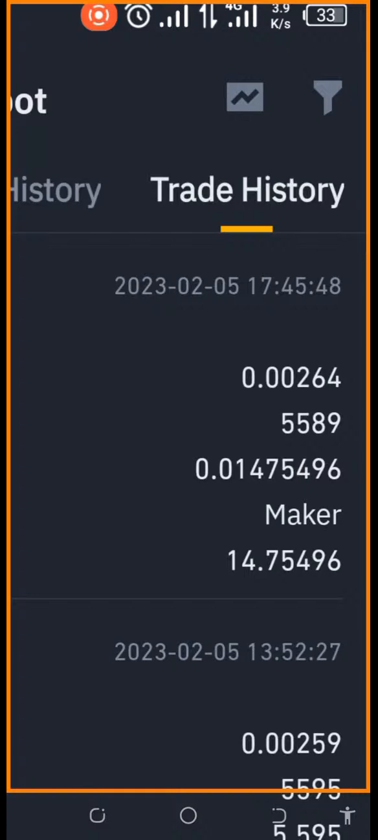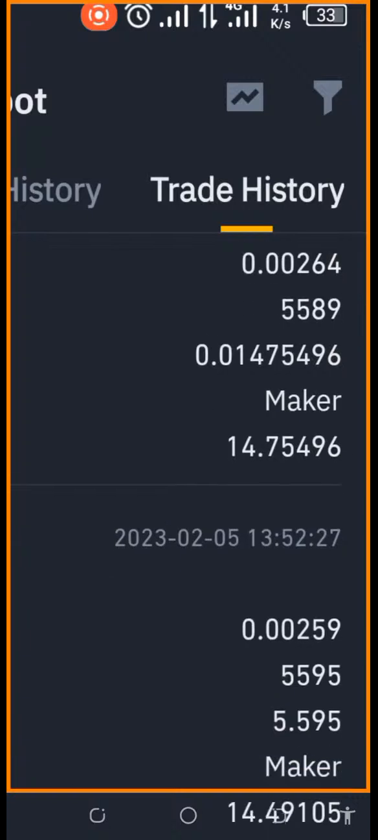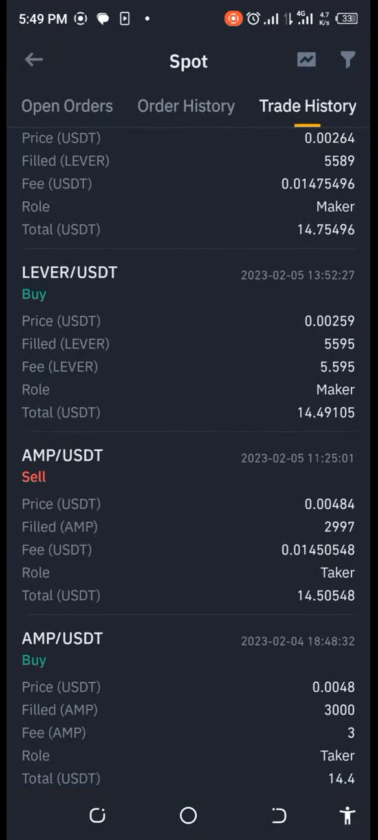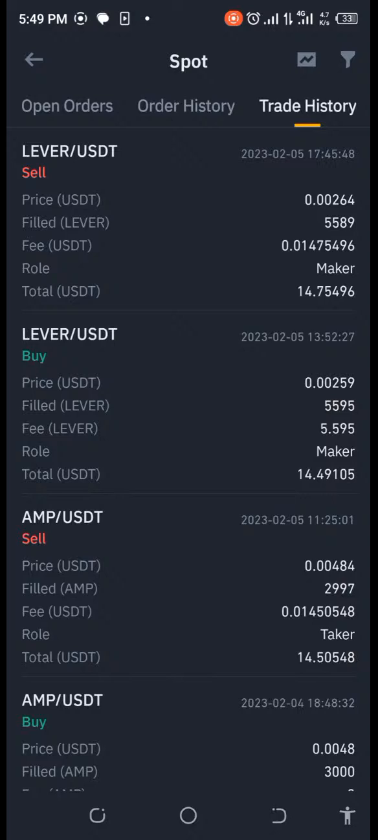2640, that's 0.00264, and immediately got sold. So this is actually a good threshold. If you take a good look at the distance, 2590, that's like about 50 in between, which is fine. And then you'll be able to still make profit, right, as I've shown you.